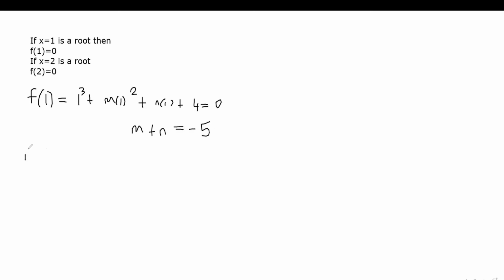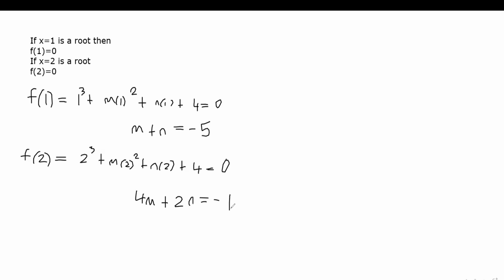Now we set up the next equation. f of 2 is 2 cubed plus m times 2 squared plus n times 2 plus 4, equals 0. Then we have one boring simultaneous equation: 4m plus 2n is equal to negative 12. Very good. 4m plus 2n is equal to negative 12.